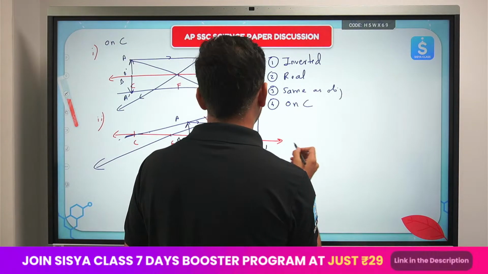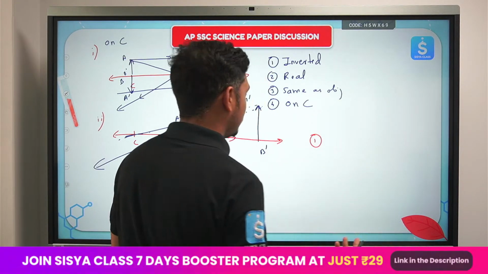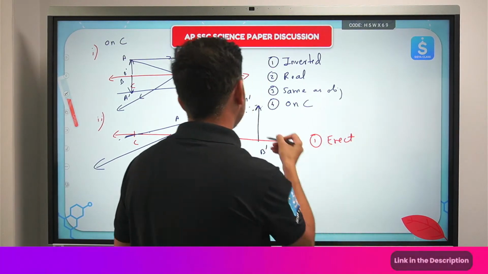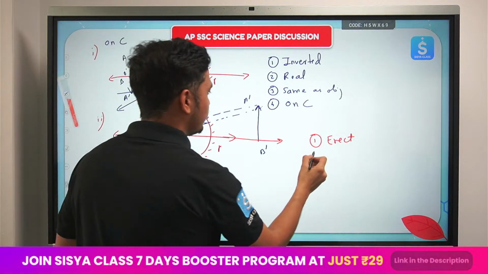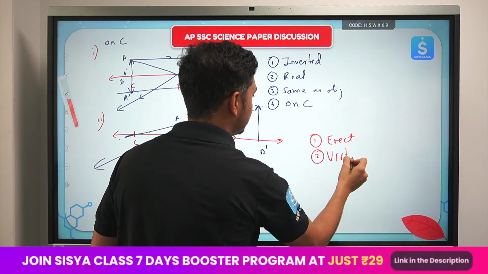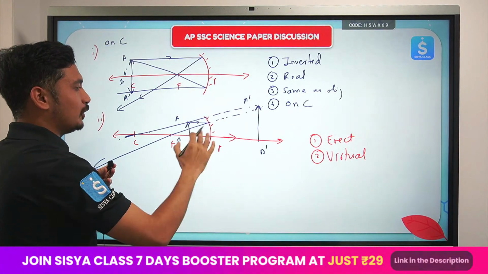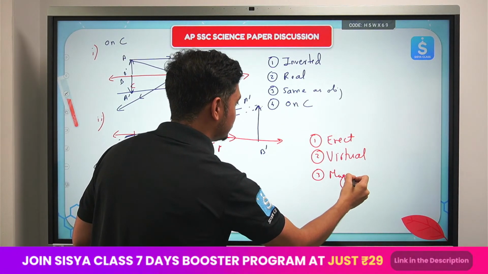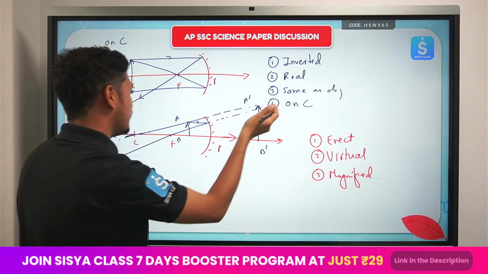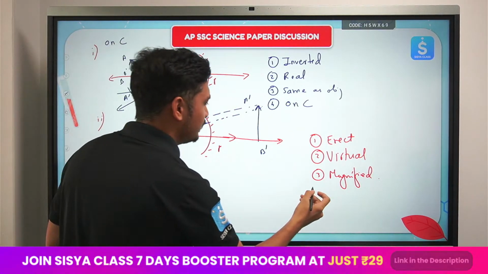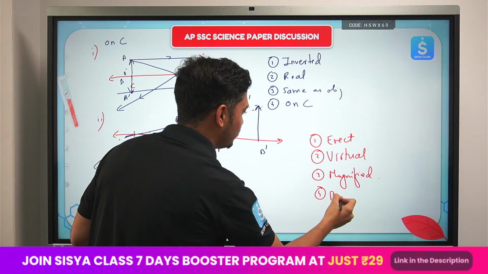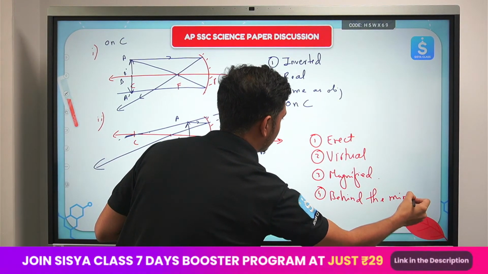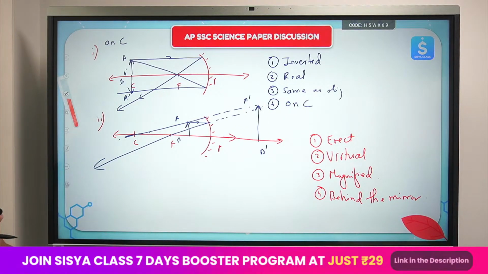Now if you want to write the properties of the image, again it's not asked, but I'm still telling you. It is erect because it is in the same orientation as the object. The second thing is it is virtual because this image is falling behind the mirror, or inside the mirror, I would say. The third is that it is magnified because its size has increased as compared to the object. And then the position will be behind the mirror. So this is the correct answer for this question.